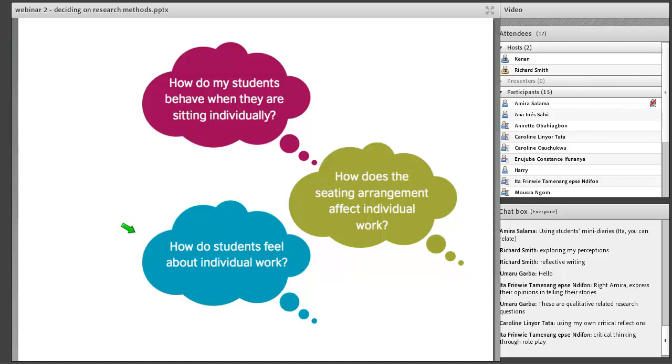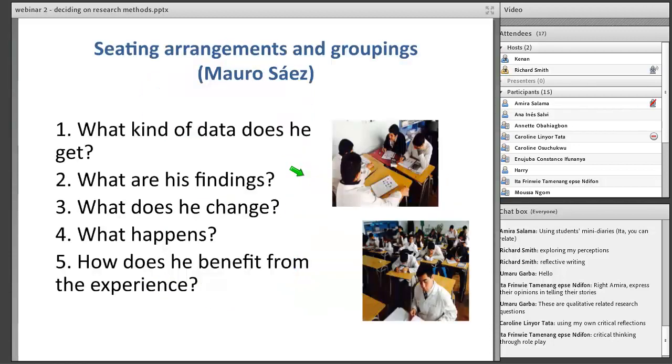What kinds of data? Then, how do my students feel about individual work? He wanted to explore a bit more deeply, finding out from their perspective. So again, you can think, remember, that's others' perceptions. So what kind of data might he have got? Then actually, he did start to try out different kinds of arrangement, pair work and group work, and seeing whether they were better or not than individual work. So that's going to be maybe looking at the behavior, but also looking at students' perceptions at the same time.